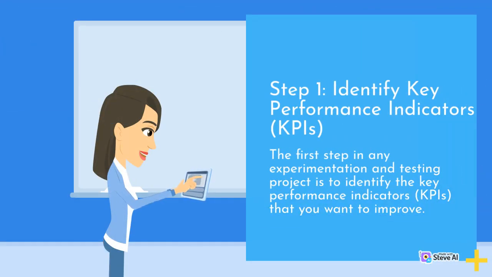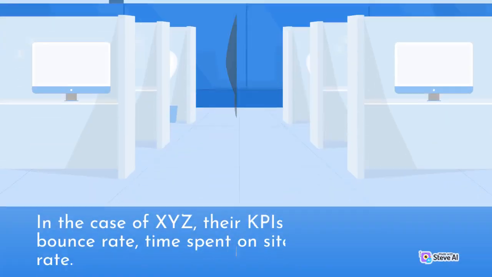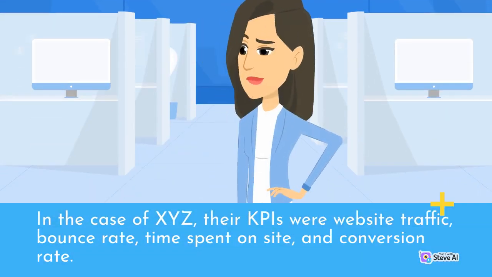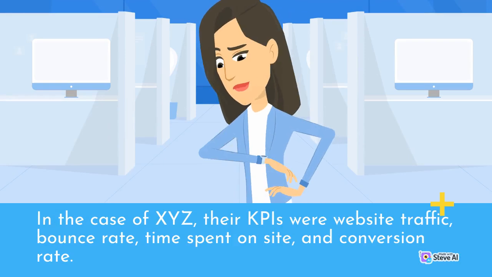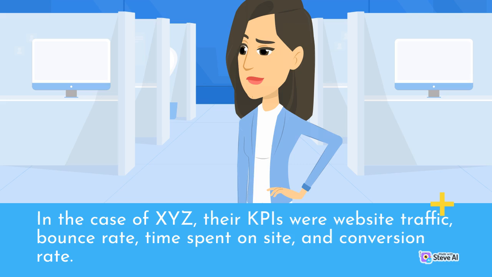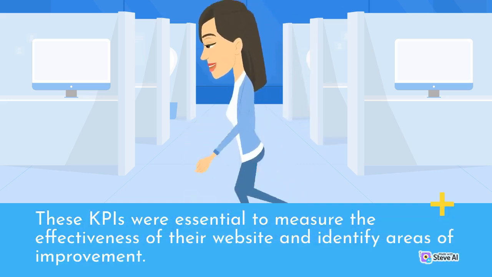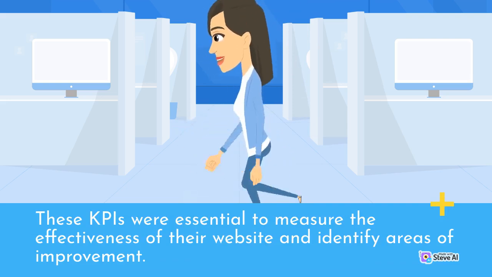Step 1. Identify key performance indicators, KPIs. The first step in any experimentation and testing project is to identify the key performance indicators, KPIs, that you want to improve. In the case of XYZ, their KPIs were website traffic, bounce rate, time spent on site, and conversion rate. These KPIs were essential to measure the effectiveness of their website and identify areas of improvement.